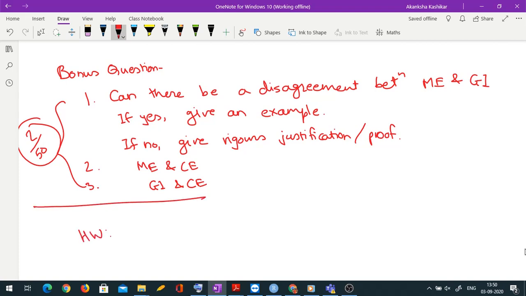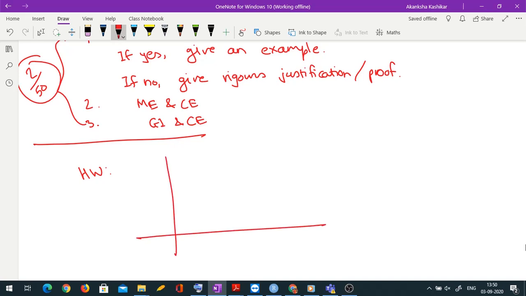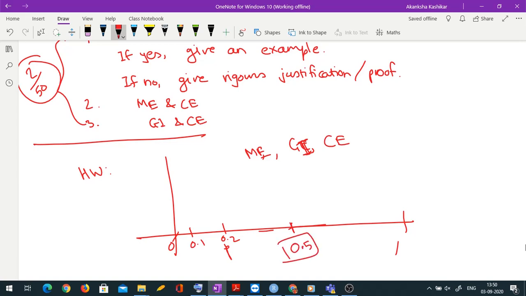I also have homework for you, but homework is different. Homework is just for your own practice. So take different values of P on the x-axis. So 0, 0.1, 0.2 and so on up to 1. Okay, and plot a graph of misclassification error, Gini index and cross entropy. Ideally all three should be maximum at 0.5. See how the curves change. Okay, this is the homework.